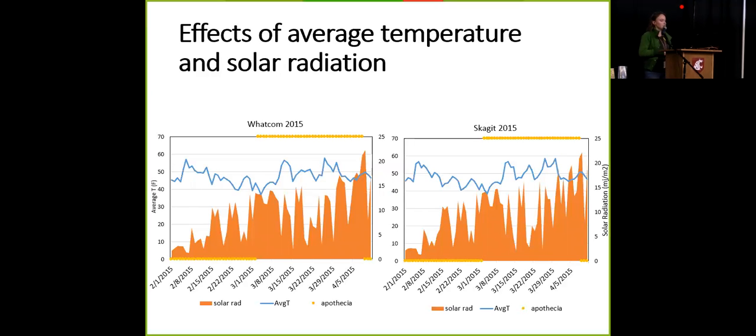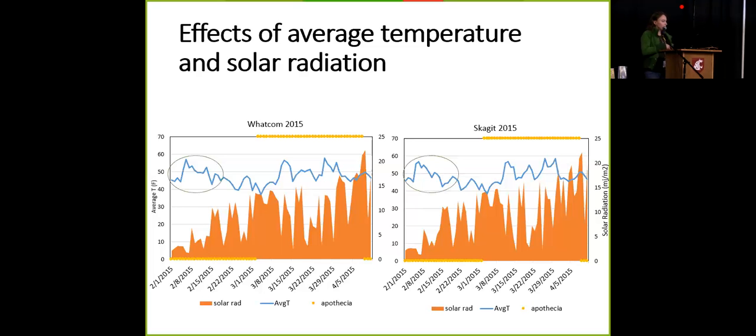In these graphs, you see the apothecia data indicated in yellow. When they're up at the top of the graph, it's when the apothecia were present in the field. In blue, you see the average temperature, and in red is the solar radiation levels. If you remember from the beginning of the talk, I told you how these mummies need 1,200 chilling hours and about a week of above 44 Fahrenheit. I didn't include the 1,200 chilling hours in here, but I calculated when this amount was reached.